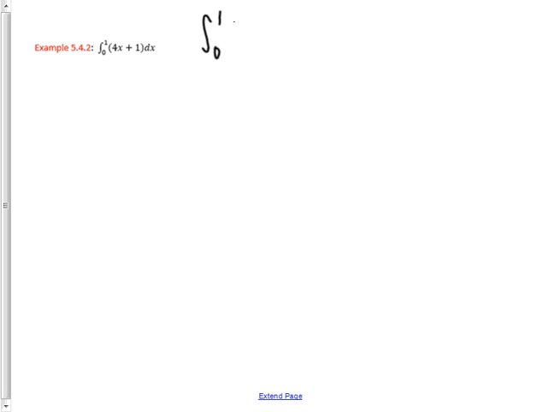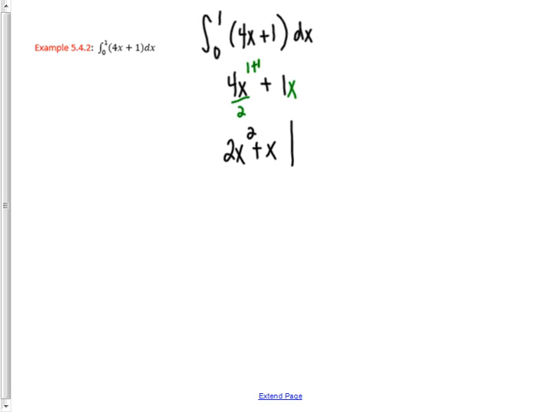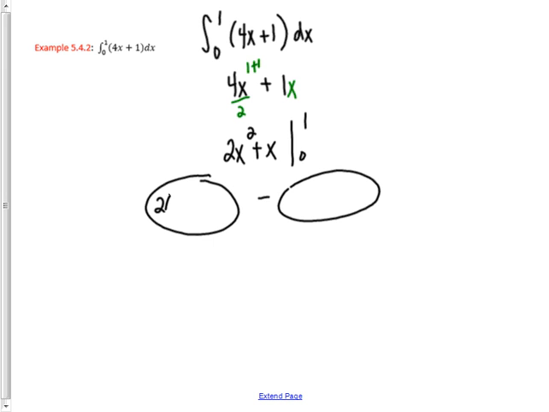Integral from 0 to 1 of 4x plus 1 dx. All right, so we got to integrate a 4x, and we got to integrate a 1. Here I already have a 1, add 1 to it, divide by the new power, and I integrate a constant by just sticking on an x. So I end up with 2x squared plus x, and I'm going to go from 0 to 1. So again, draw your 2 circles. In the first circle, I'm going to plug in 1: 2 times 1 squared plus 1. And here, I'm going to plug in 0 for x.